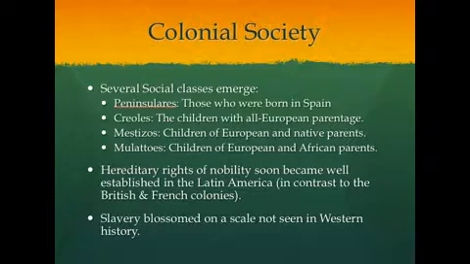Finally, we'll look at colonial society. Several social classes will emerge, particularly in the Spanish Empire in the New World. Four kinds of social classes in New Spain will emerge. First are the peninsulares. These are the people who were from the peninsula. They were from Iberia. They were folks who were born in Spain, who were sent by the imperial administration to govern the New World. These were sort of the top drawer folks. These were the Spain Spaniards, so to speak.